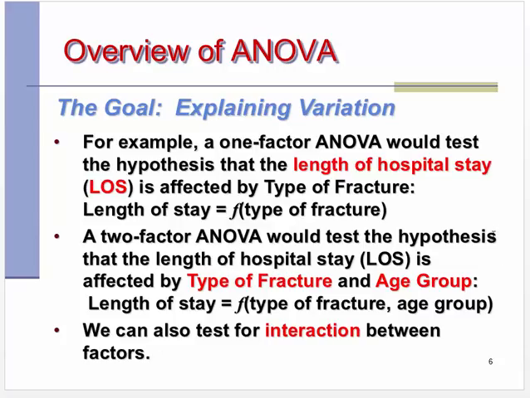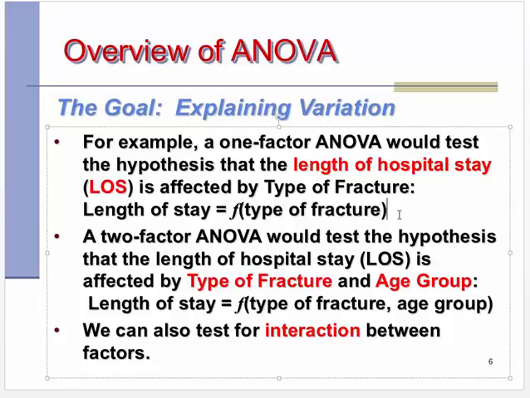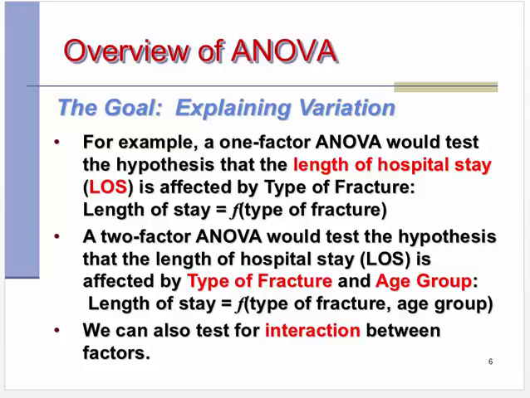For example, a one-factor ANOVA would test the hypothesis that the length of a hospital stay, or LOS, is affected by type of fracture. The length of stay is a function of type of fracture. In this example, we know that patients go to hospitals for fractures in their bones. And how long do they stay? The length of hospital stay, or LOS, is a dependent variable. That variable depends on the type of fracture the patients have. Maybe it's the hip bone or a head bone or other bones, different types of bones.